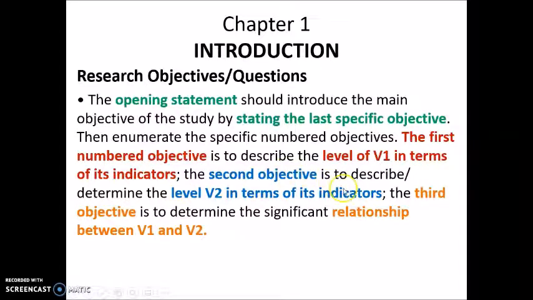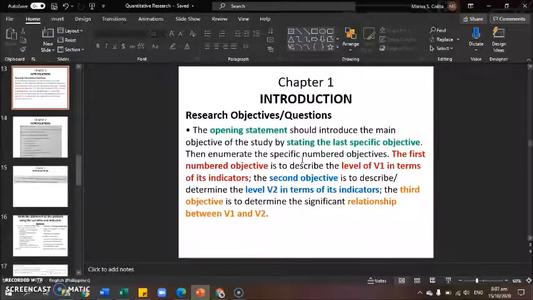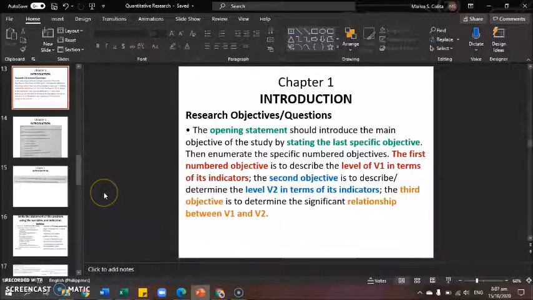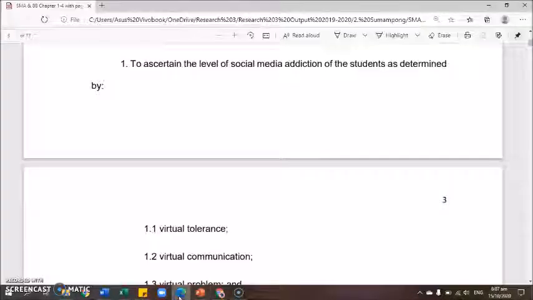Ang second objective is to describe or determine the level of variable 2 in terms of its indicators. And the third objective is to determine the significant relationship between the two variables. Okay, so, example. So, di ba, kaya nga yung mga pina-download na questionnaire, nag-require ako ng indicators. So, dito nyo i-state yung mga indicators. So, let's have an example. Let's go back to the example.